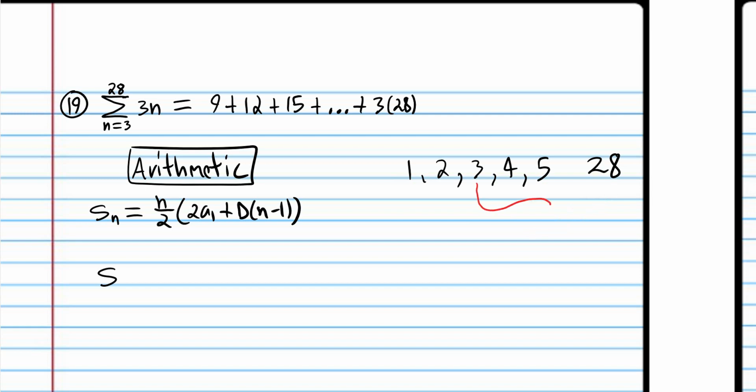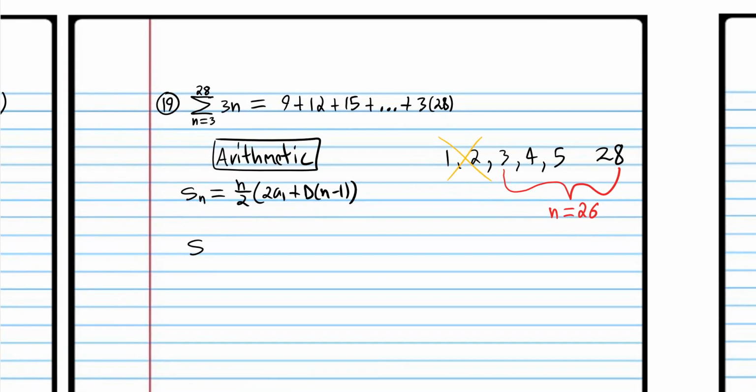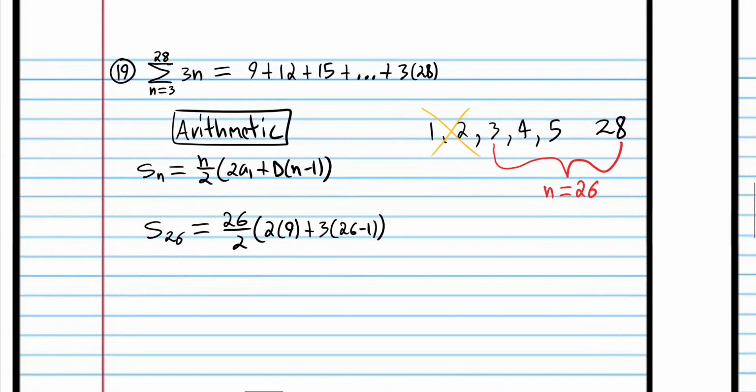So starting from here, we see that n is actually equal to 26, and we don't care about those. We'll just cross those out. So we're adding 26 terms. We have 26 over 2 times the first term, which is 9, plus the common difference, which is obviously 3, times 26 minus 1. And again, we got that a1 from there.